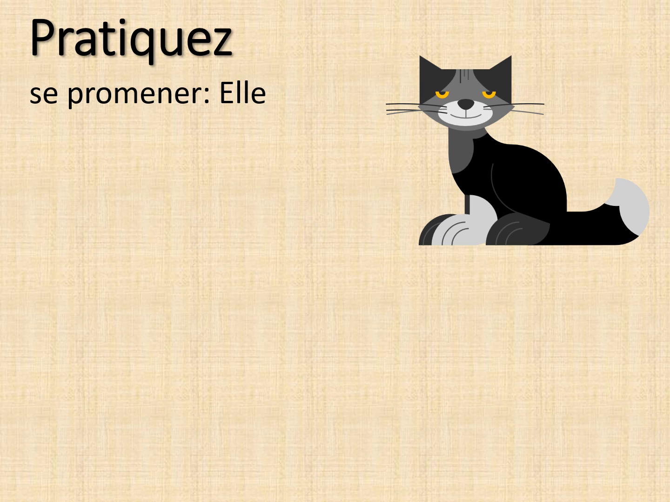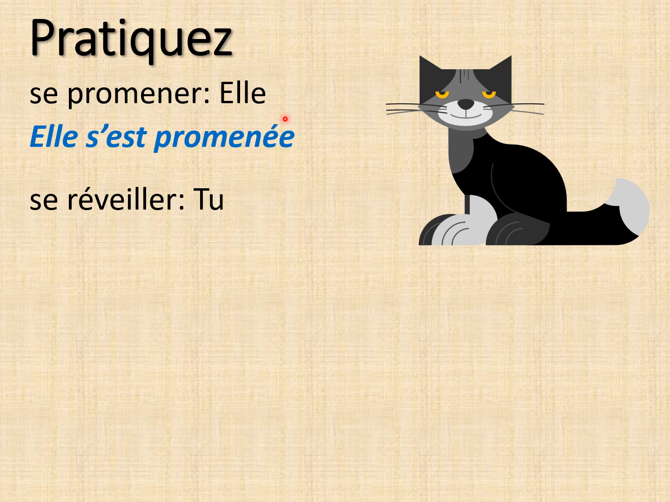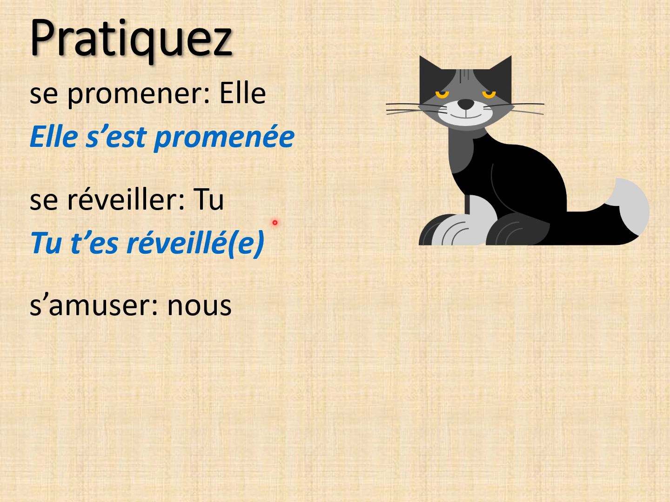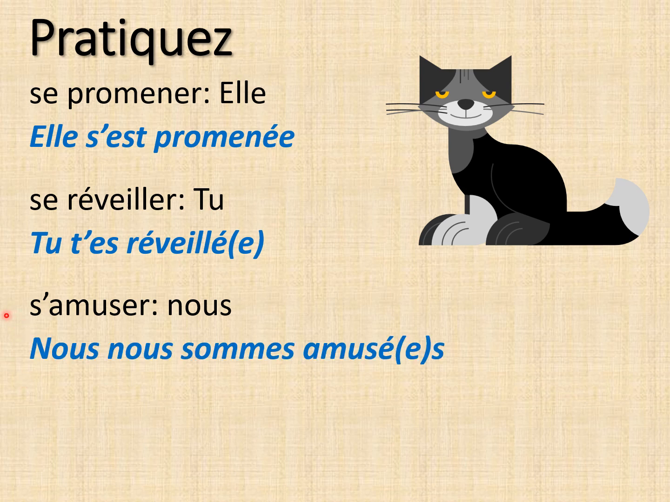Se promener, how do you say she took a walk? Elle s'est promenée. And you put the extra e, right? Pause the PowerPoint and see if you can do the next one. Tu, how do you say you woke up? Tu t'es réveillé. And you may need an extra e depending on whether tu is masculine or feminine. How do you say we had fun? Nous nous sommes amusés.